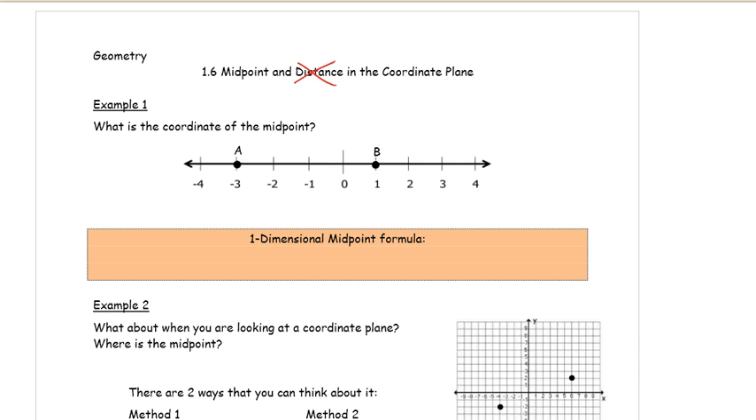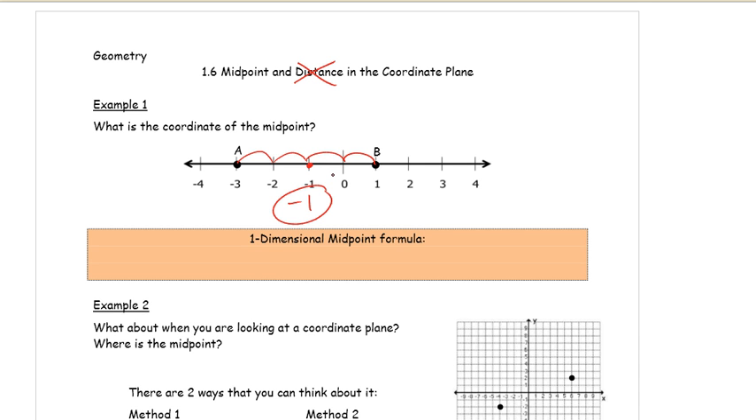So we're going to go right into an example since we already know what midpoint is. And in this example we have endpoints A and B. We want to know the coordinate of the midpoint. Okay, simply count 1, 2 in, 1, 2 in. It's right at -1. Okay, so that's our midpoint. -1 would be our midpoint.